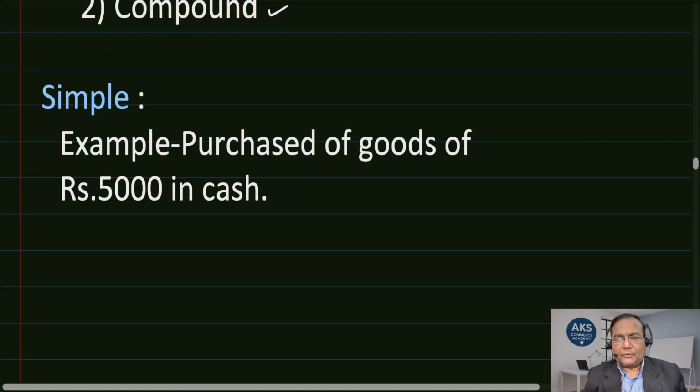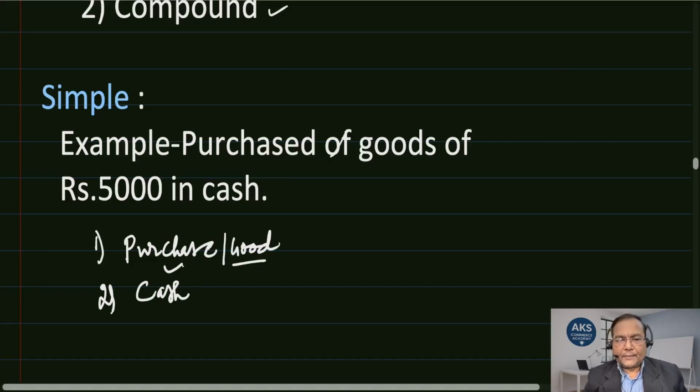Purchase of goods worth rupees 5,000 in cash. So the first question that we need to ask is, what are the two accounts which get involved? One is purchases and the second one is cash. Goods or purchases, this is one and the same. Usually in practice it is purchases. We name it goods purchased because it is purchased for resale.